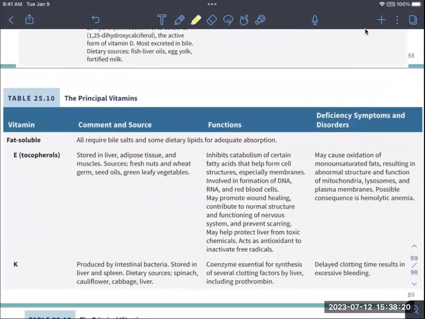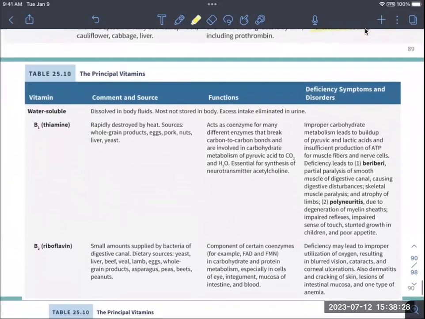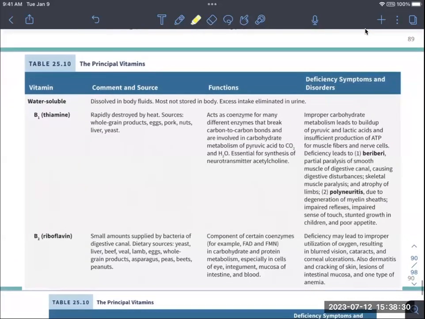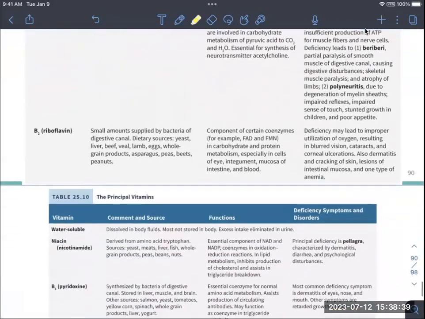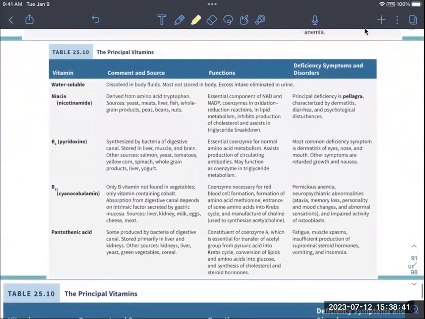Vitamin E deficiency can cause hemolytic anemia. K is used in clotting factors, so it can cause excess bleeding. Then our water-soluble vitamins. There's a lot of different things about these different water-soluble vitamins, where they come from, what they do and what they lead to if you don't have enough. Niacin is a type of B vitamin. B12 can lead to pernicious anemia if you don't have enough. It can lead to memory loss.